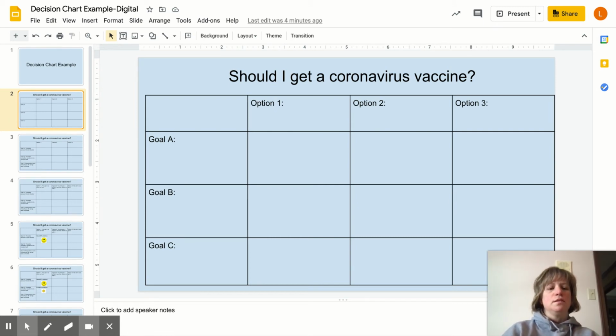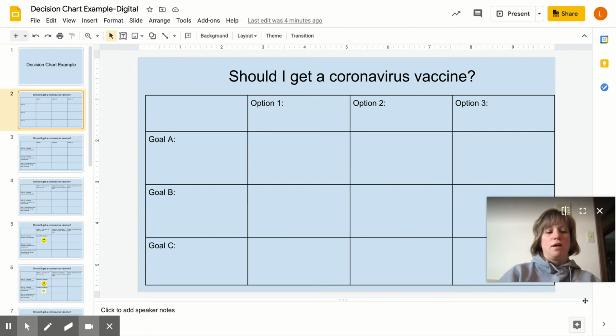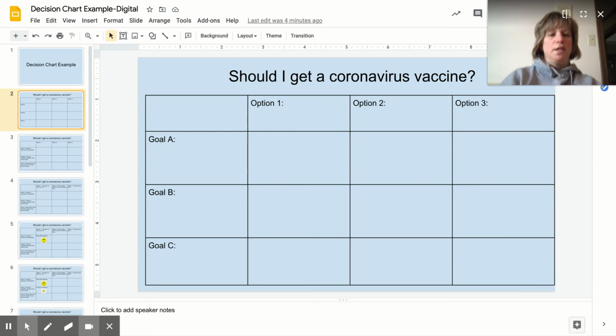If you look at the decision chart and the way that it is set up, you see here that it's got three options across the top and three goals labeled A, B, and C down the left hand side. Let's talk about what these different things are. A goal is something we want to see accomplished. So, goals around getting the vaccine. Options are different paths that I could take. The decision chart is set up to have three and three of each.